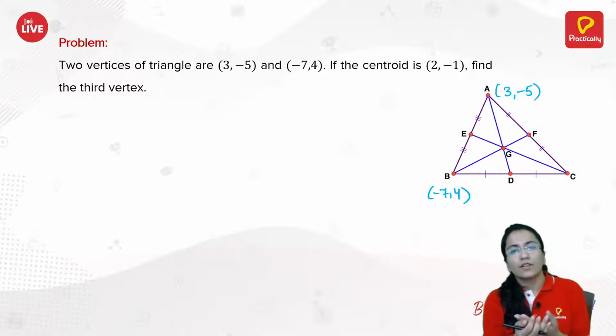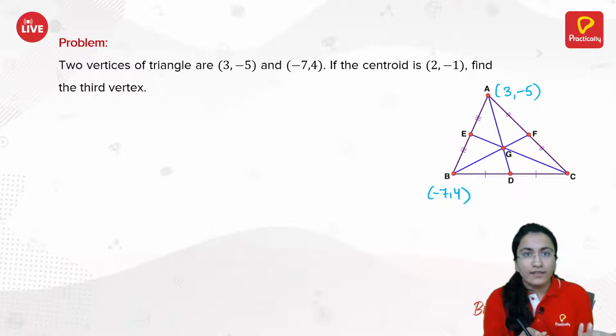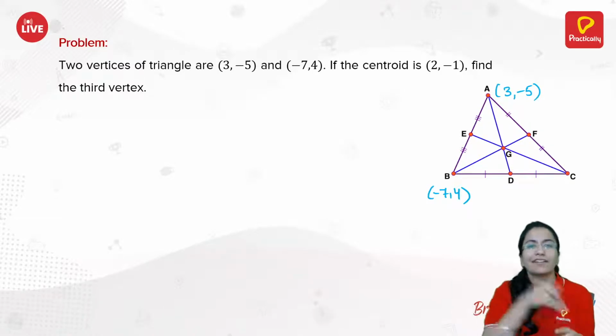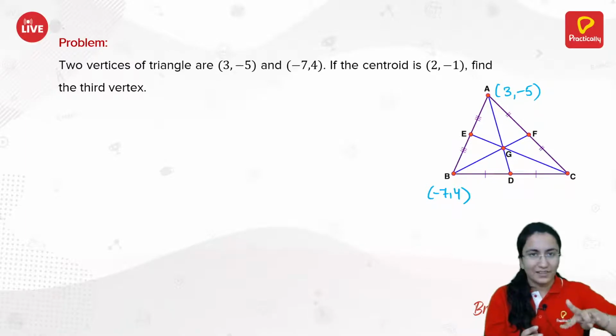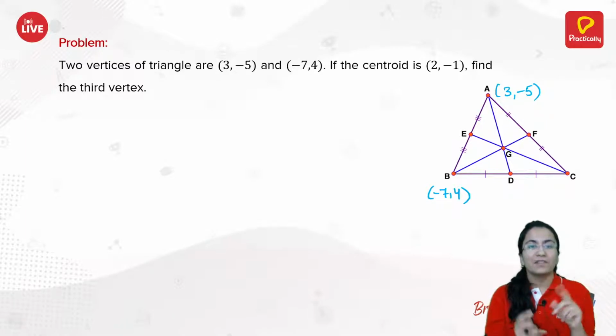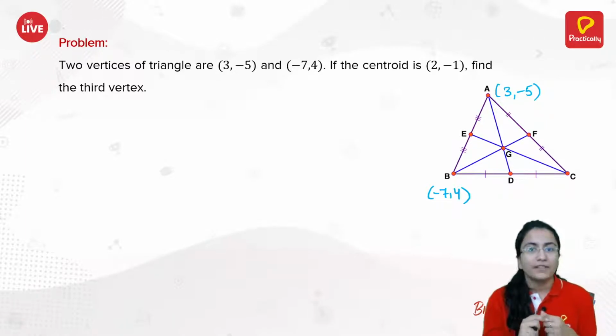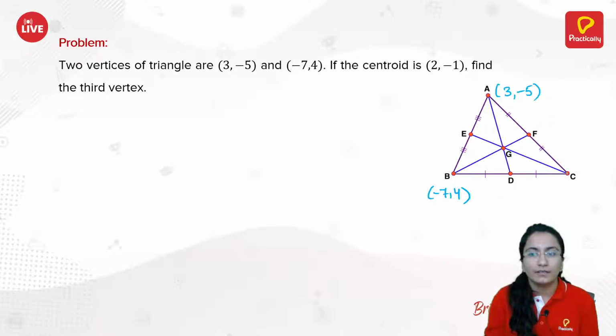You might get a question like all the 3 vertices are given, then calculate the coordinates of centroid. This time you are getting the reverse question. You are given the 2 vertices and the coordinates of centroid. You need to calculate the coordinates of the third vertex. So let the coordinate of third vertex be x comma y, and this point G over here is 2 comma minus 1. This is given to us.